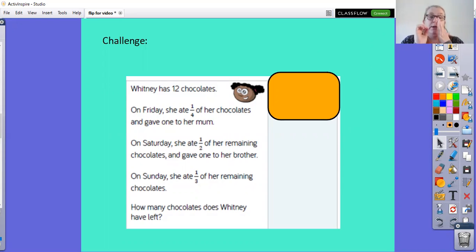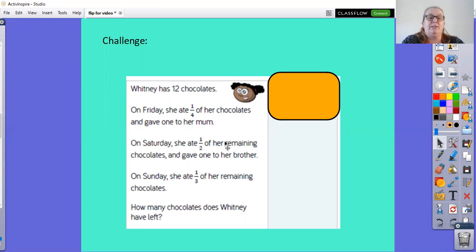So you've got to start with your 12 chocolates. And with the 12 chocolates, first of all, you've got to split them into 4 groups because here our denominator tells us 4. And she takes 1/4 of them and she eats them. So we take 1/4 of them away. And then with what we've got left, we're going to take another one off, which is the one that she gave to her mum. So then we have a quantity left with the 1/4 and the one that she gave to her mum already gone.